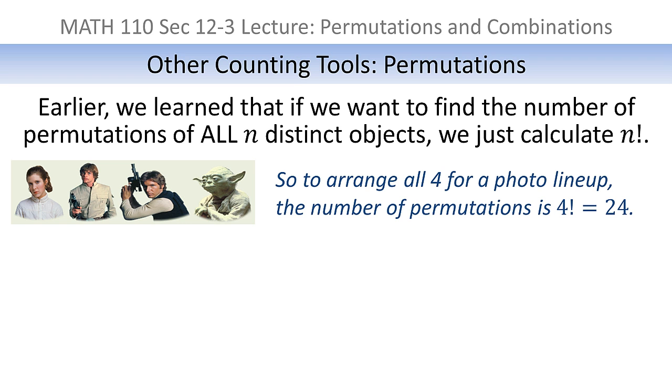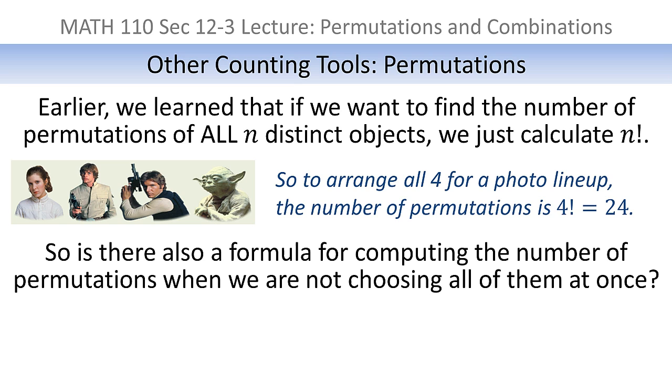So if I wanted to arrange all 4 for the photo lineup, it would be 4 factorial, 24. We did that calculation. We know that there's a formula for it. The question now is, is there also a formula for computing the number of permutations when you're not picking them all at the same time? Like this example of the bicycle built for 2, when you're choosing from 4 people, but you're only taking them in pairs. And the answer is yes, there is. There is a formula for that as well.